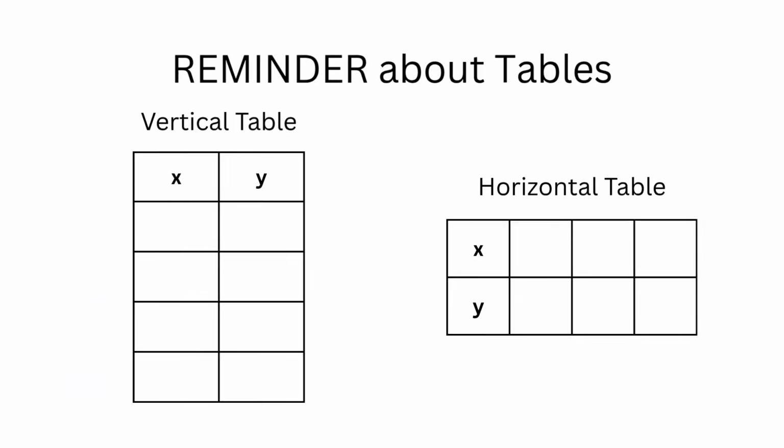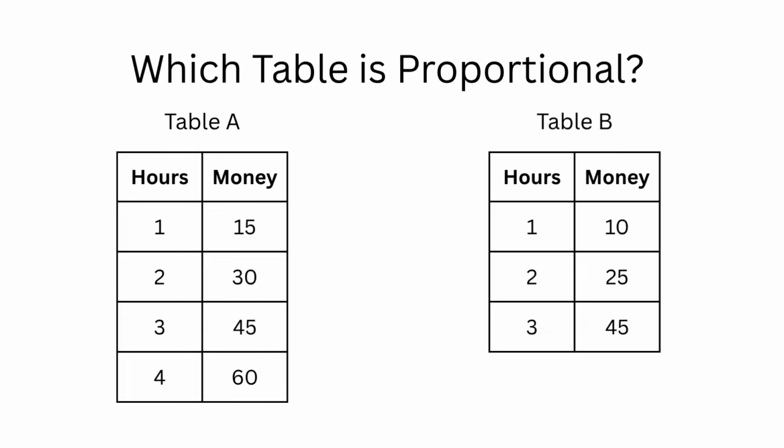Tables can look different. Sometimes they're vertical, sometimes horizontal, but the method is the same. Divide y by x and look for a constant result. If that ratio stays the same all the way down, you found a proportional relationship. Let's check out two examples.